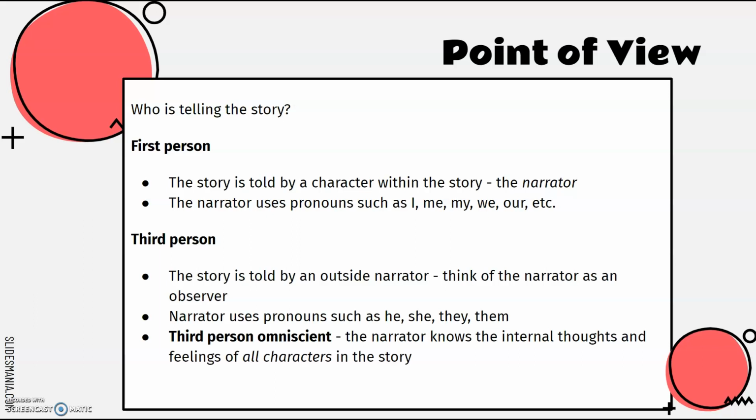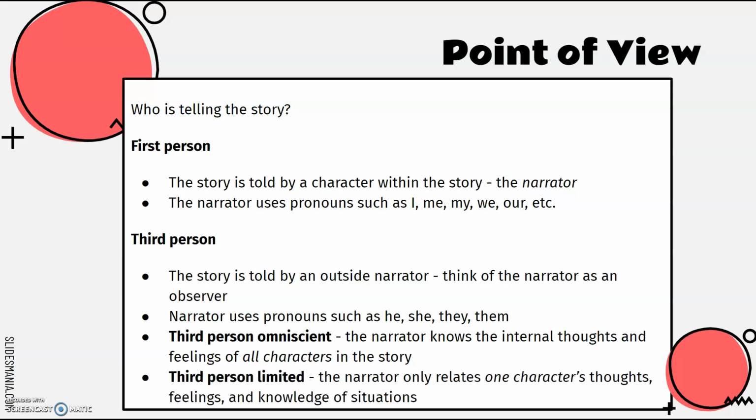The first one we have is third person omniscient. This is where the narrator is all-knowing and takes the reader inside the character's thoughts, feelings, and motives, as well as shows what the characters say and do. This narrator knows the internal thoughts and feelings of all of the characters in the story. The second type of third-person narration we have is third-person limited. This is where the narrator will take the reader inside only one character, but neither the reader nor the narrator has access to the inner lives of any of the other characters in the story. The narrator can only relate one character's thoughts.